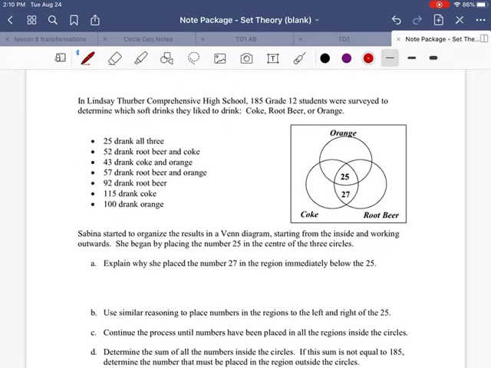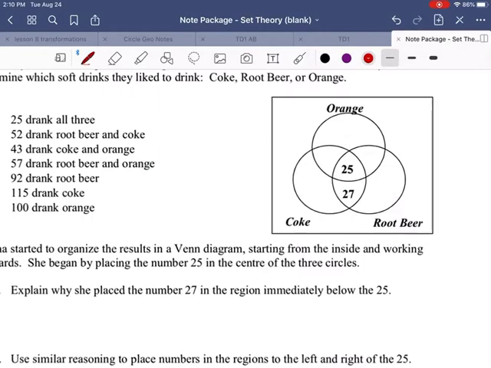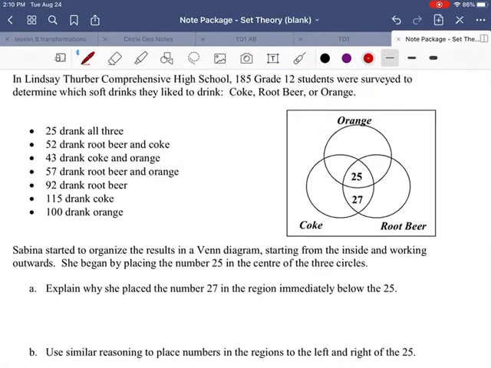All right, at Lindsay Thurber, we got 185 grade 12 students, and they're surveyed to see which soft drinks they like: Coke, root beer, orange. Orange, strange choice. If it was me, I'd put Dr. Pepper there maybe. All right, so we got 25 that have drank all 3. That's already on there, okay? We've got 27. This number means Coke and root beer only. But that's not on our list here.